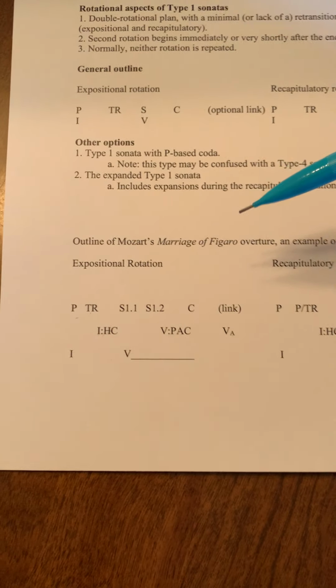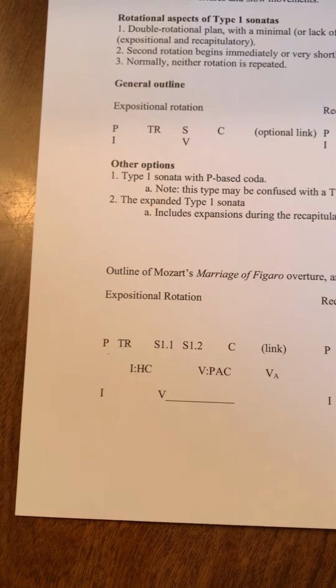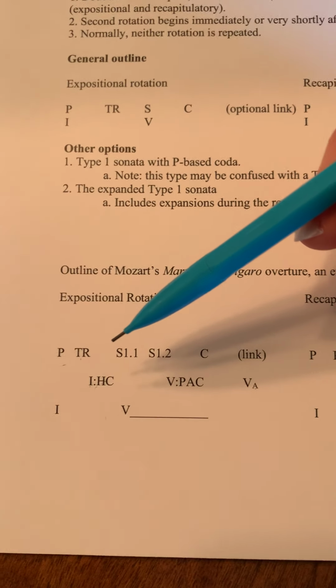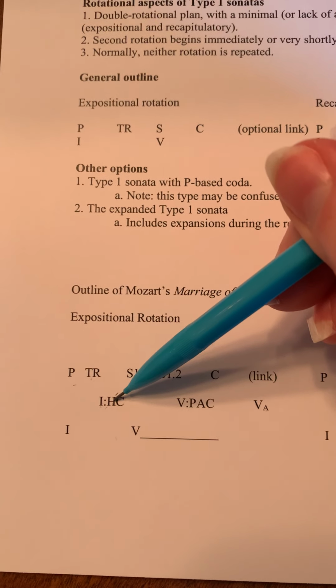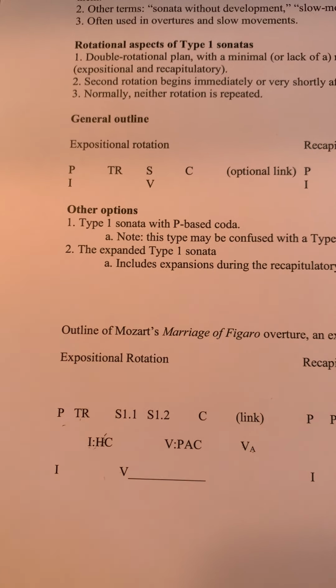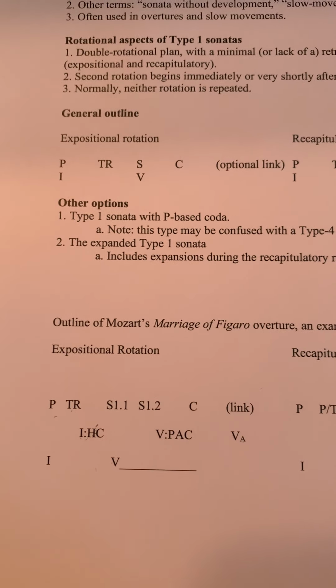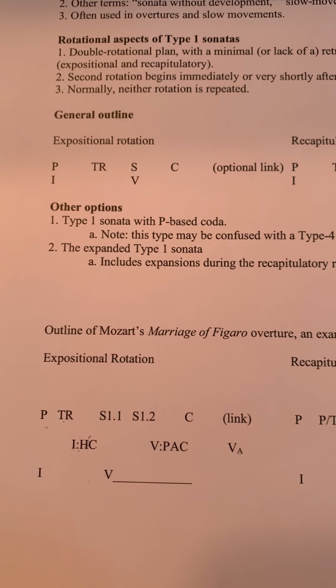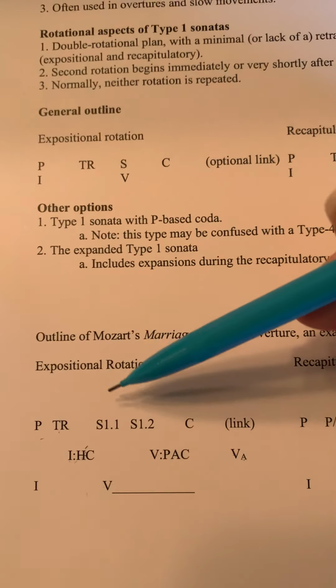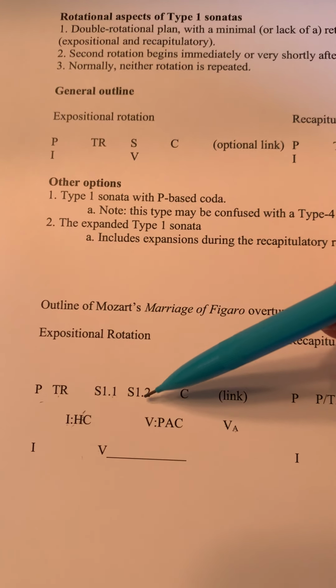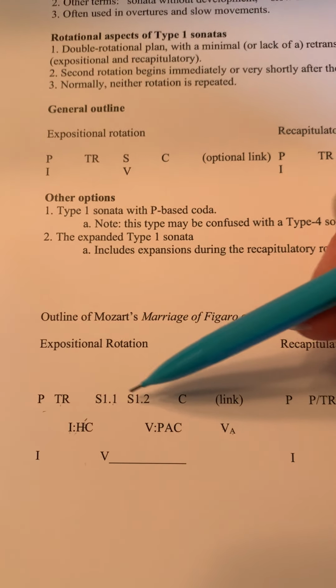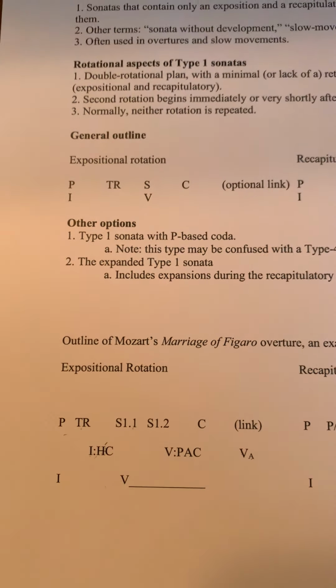Anyhow, let's go ahead and listen to the exposition, and it's just going to be pretty standard. Only thing that's noteworthy, I think, is that the medial caesura is going to be a half cadence in the original key. So let's go ahead and listen to that much. I guess another feature here to look at is the fact that there's an S1.1 and an S1.2. It just means there's kind of two distinct thematic ideas within S.